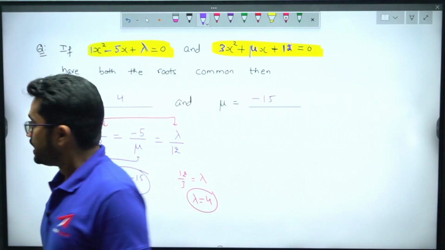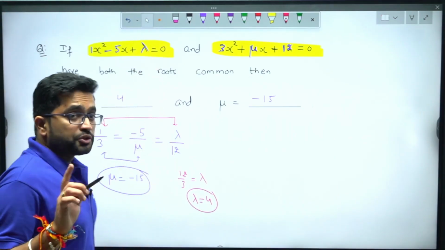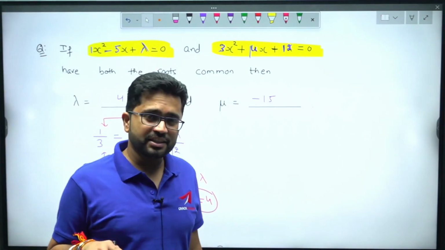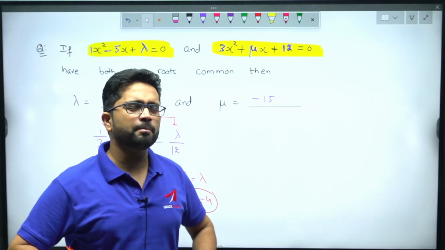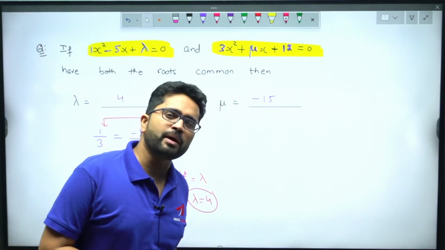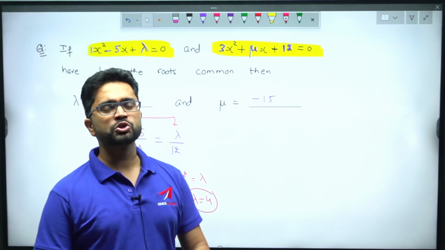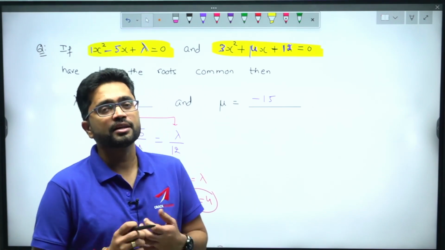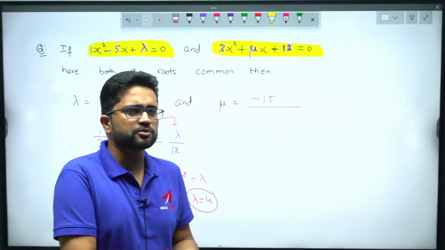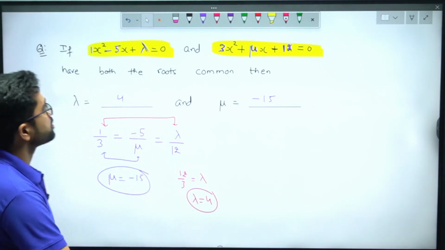Guys, once again, for two common roots we have a condition. For a single common root, the condition is a bit complicated, so we are not going to memorize that. We'll go through a process, and we'll learn that process with some questions. Okay, let's move to the next one.